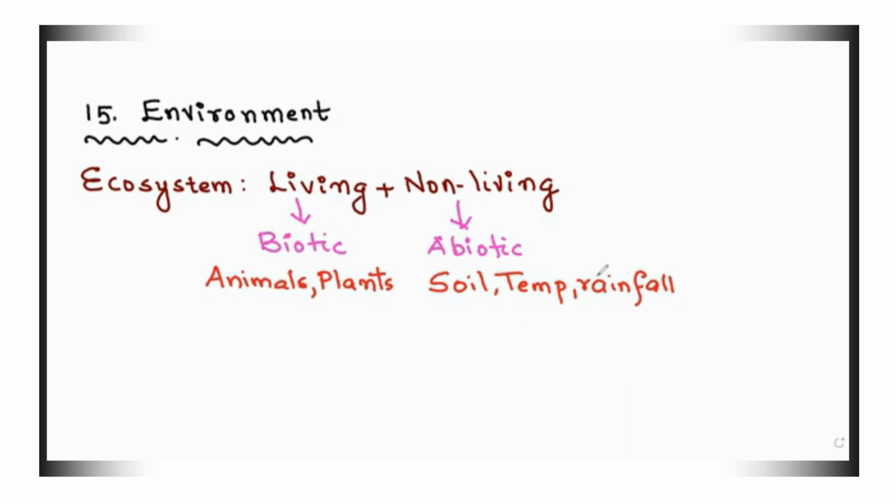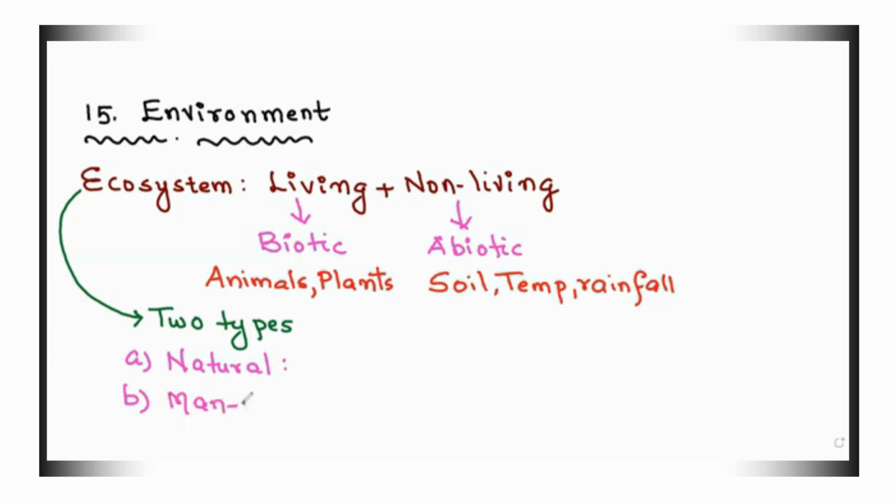Now we will discuss the two types of ecosystem. There are basically two types. The first type is the natural ecosystem. A natural ecosystem is one which exists naturally in the environment, and the one which is made by humans we call the man-made ecosystem, or another name for it is artificial ecosystem. So these are the two major categories of ecosystem.